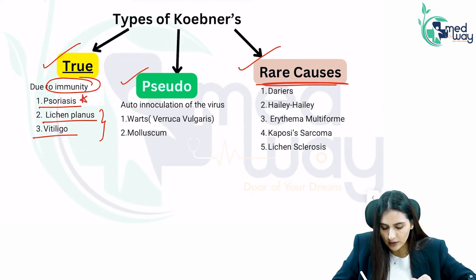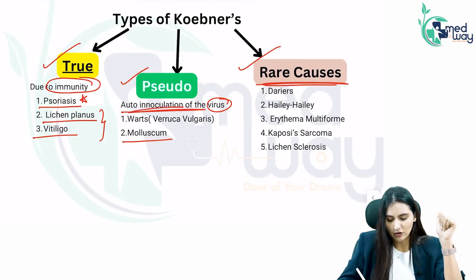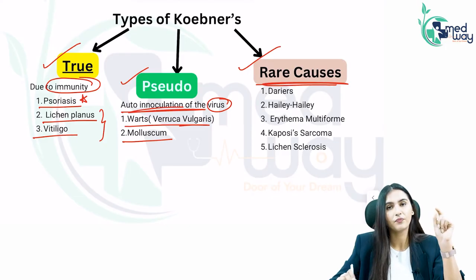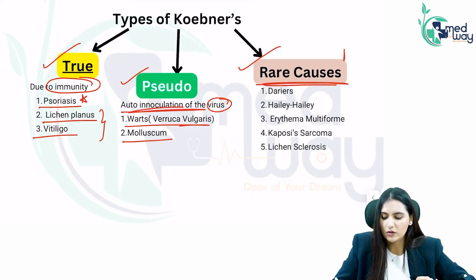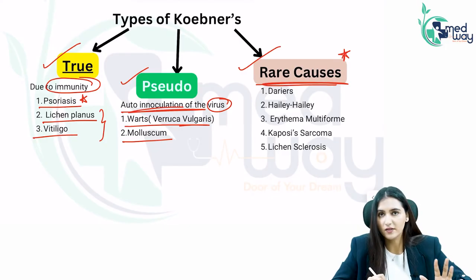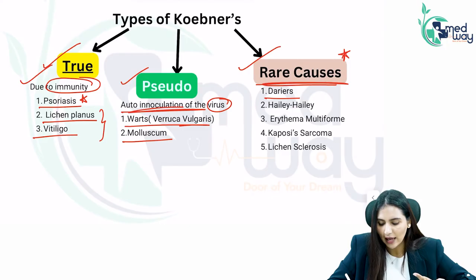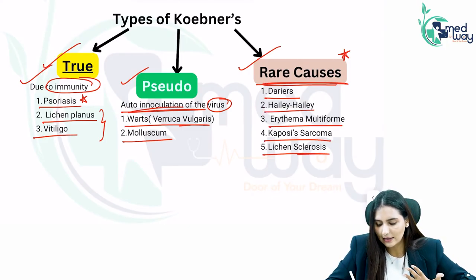What is pseudo Koebner's? Because of a virus, you are auto-inoculating the virus. So that is seen in molluscum contagiosum and also in warts. And there are rare causes of Koebner's. You may not see Koebner's here, whereas in true ones you will definitely see Koebner's if the disease is active. Rare causes include Darier's, Hailey-Hailey, erythema multiforme, Kaposi sarcoma, and lichen sclerosus.